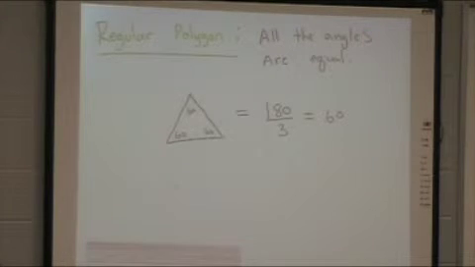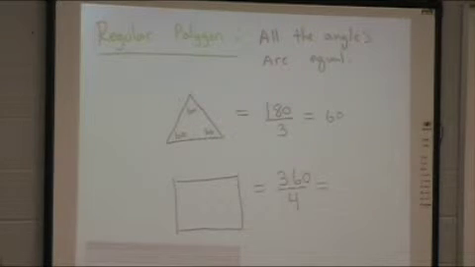Now let's say I have a quadrilateral, and I want all 4 angles to be equal. How many degrees is in a quadrilateral? 360, and how many angles are there? 4, so I divide it by 4. So what does each angle equal? 90. So for this to be a regular quadrilateral, all 4 angles must equal 90 degrees. If one of the angles is not 90, then it is not a regular polygon. Do you understand?